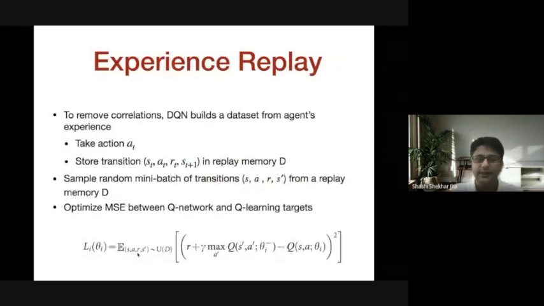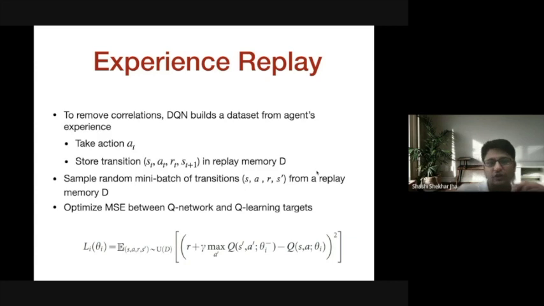Second is this idea of experience replay. Because all the consecutive samples are correlated, let's not use consecutive samples to train our DQN network. Instead, whenever you collect a sample from the environment, this is how a sample would look: a state, then you took an action in that state, you get some reward, and you know your next state. This is one sample. Let us store this sample in some kind of a memory, in some kind of a buffer.